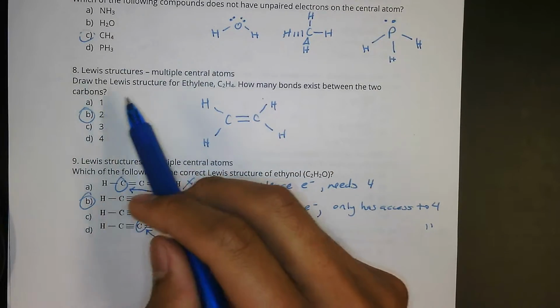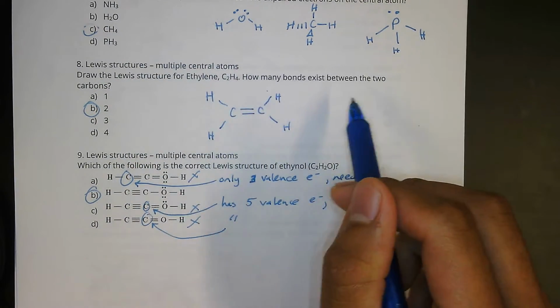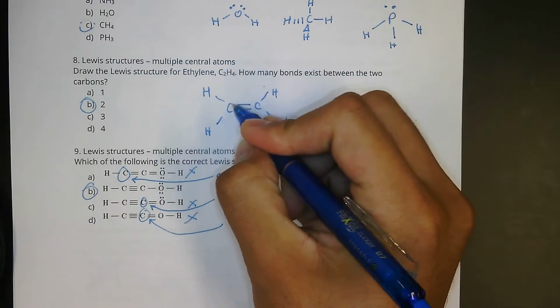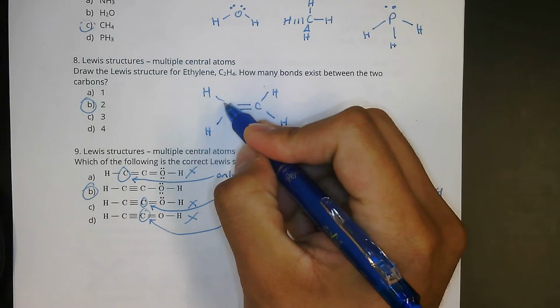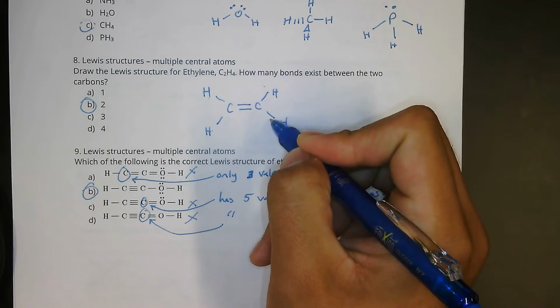For number 8, it says draw the Lewis structure for ethylene, C2H4. How many bonds exist between the 2 carbons? So you have the carbons in the center and then hydrogens sticking out from each one of them. The hydrogens we know cannot take any more bonds.